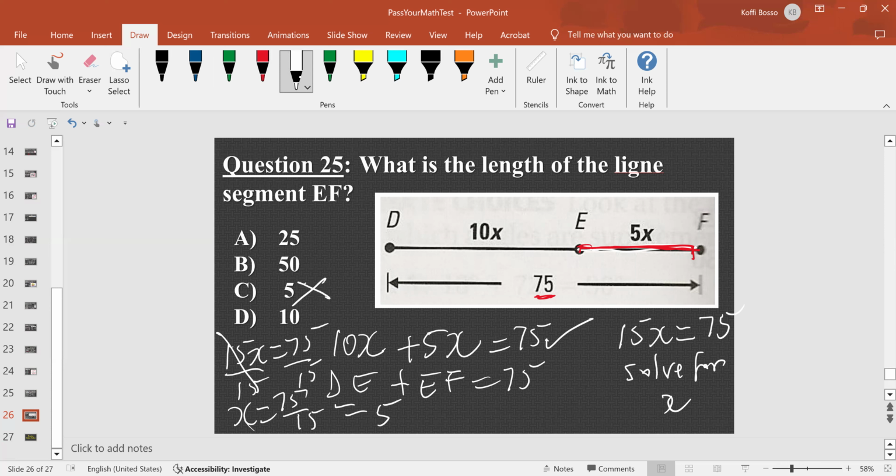So C is out. It's not a 5. Now you replace x by 5 in 5x. So you do 5 times 5, which is 25. Therefore, the correct choice here is A. So B is out, D is out.